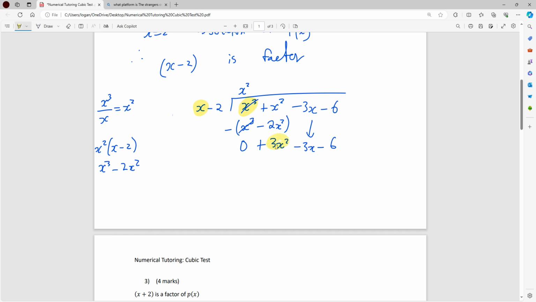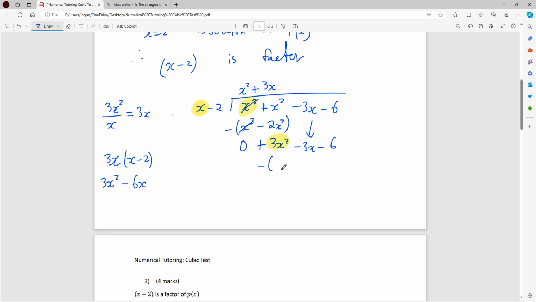So then it's pretty much going to be this divided by x again. So I'll rub this out because I don't need that anymore. So it'll be 3x squared divided by x gives you 3x. So you put that up here, so plus 3x. Then we multiply 3x times x minus 2. So this gives you 3x squared minus 6x. Put that under here and put a negative in front of it.